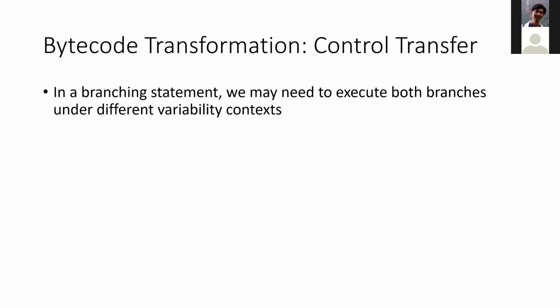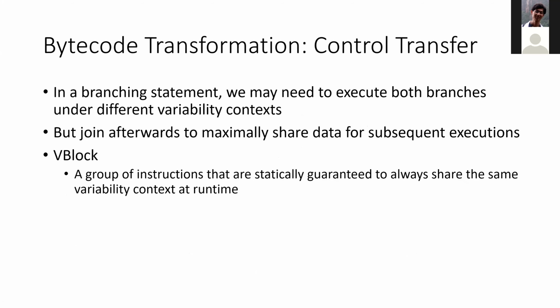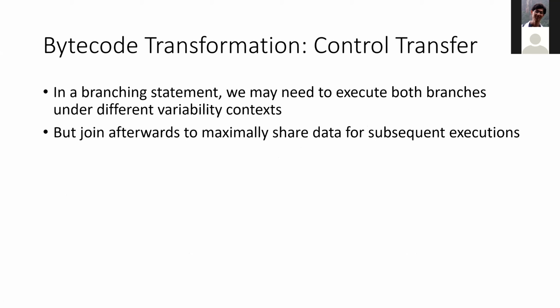So this one is about how they resolve the branch issue. In a branching statement, we may need to execute both branches under different contexts. But after we execute both statements, we have to join both the branches back together so that we can share data for subsequent executions. How do they merge them? Just curious.